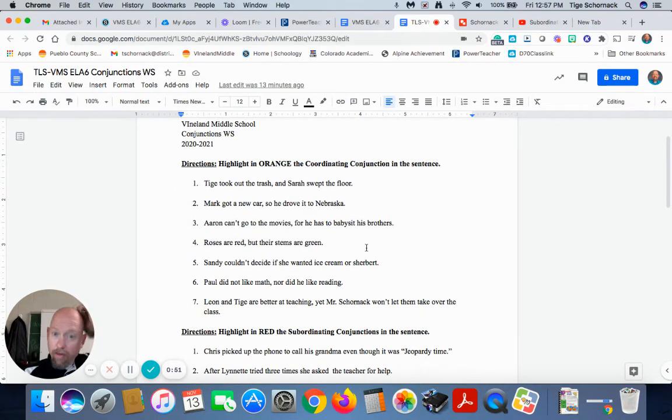Your directions for part 1. You're going to highlight in orange the coordinating conjunction in the sentence. Number 1, Tig took out the trash and Sarah swept the floor. Remember that coordinating conjunctions combine words, phrases, and clauses. And there's only 7 coordinating conjunctions. There's the FANBOYS: for, and, nor, but, or, yet, so.